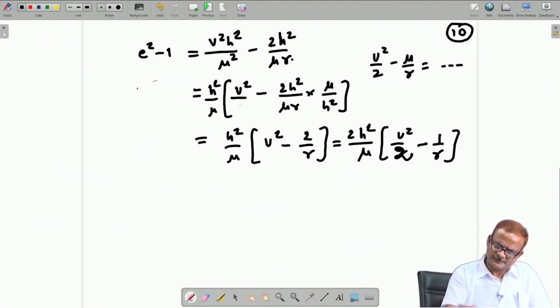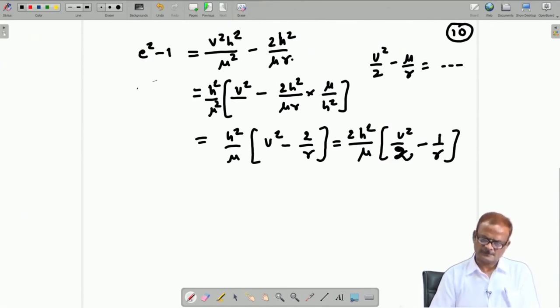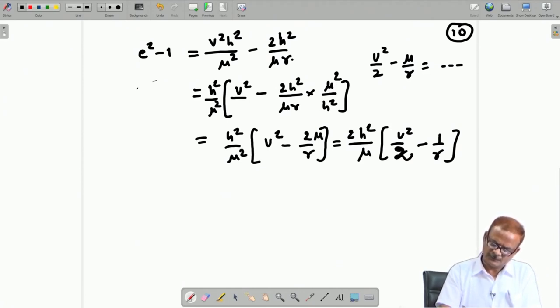So, we can write this as, if we are taking out, we will take out H square by mu square. So, if we take out the mu square term here, this remains V square and here this will go as mu square. Okay. So, we get here 2 mu by r, here this mu square term will be there and this term will be mu by r. So, V square by 2 mu by r, this is fine.